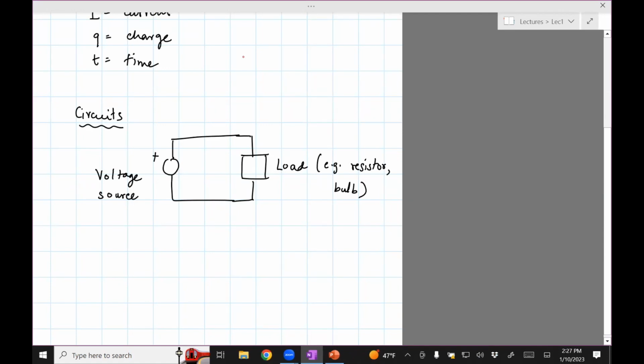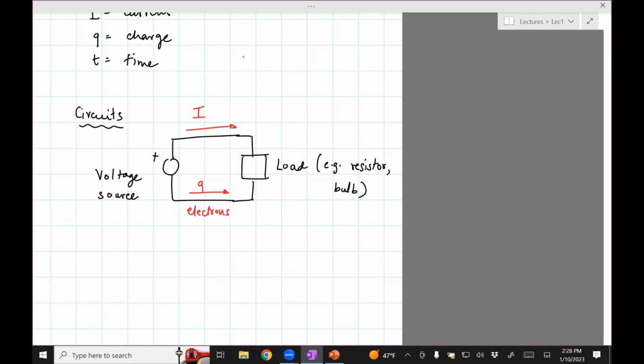The current flows from the voltage source to the load, and the direction of the current is always from the positive terminal to the negative terminal. So the positive is shown and the negative is not shown, but it's the other one. So the current flows this way, but the charge flows the other way. So that's the electrons.